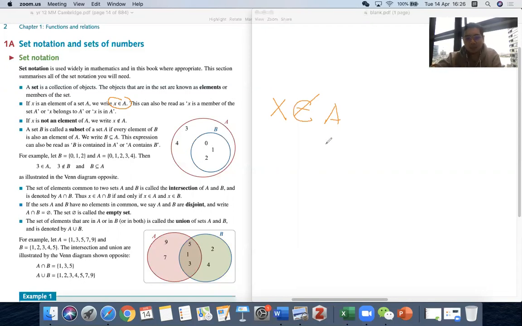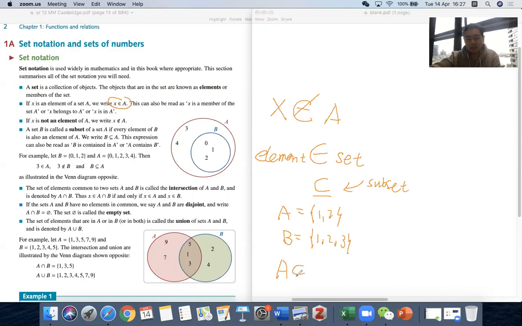Since this one connects an element and a set, we have another symbol to connect a set with a set, which is this one. We call it subset. For example, if one of the sets is A equals {1, 2}, and B equals {1, 2, 3}, then we say A is a subset of B, and we write it like this.